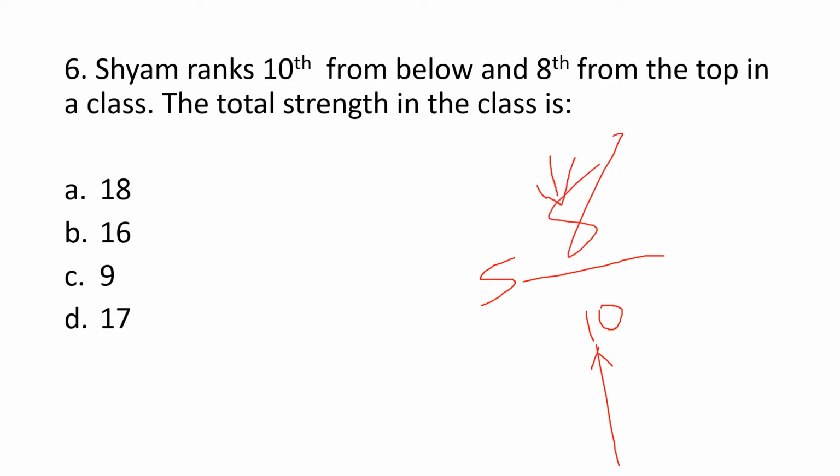So what does it mean? We can simply say that below Shyam there are 9 members because his rank is 10th from below. And from the top there are only 7 members above him, because his rank is 8th. So the final answer will be 7 above Shyam and 9 below Shyam, plus 1 because Shyam himself is 1. So the total answer will be 17.